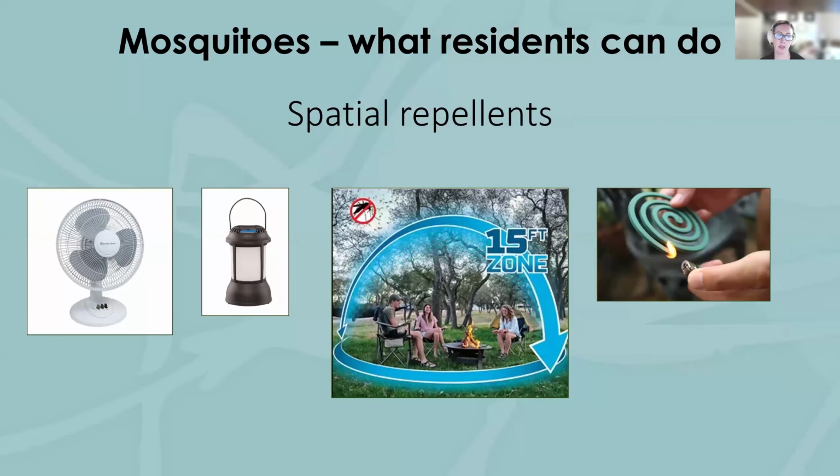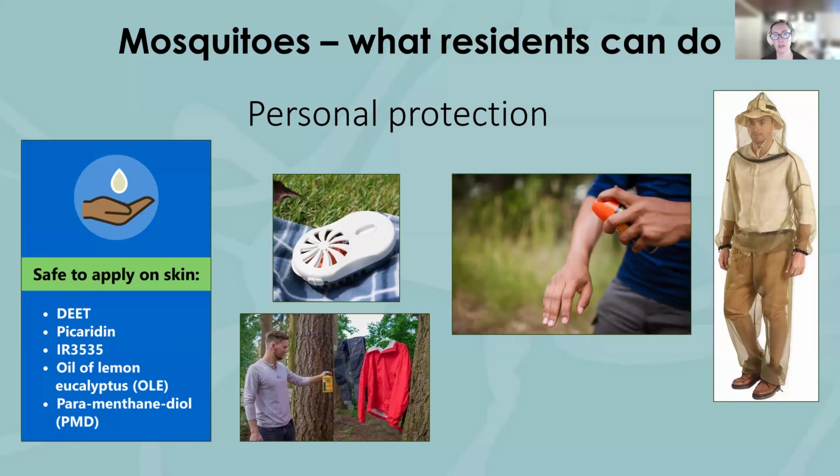Spatial repellents are readily available to buy, and some of them are disguised to look like lanterns, and they claim to repel mosquitoes from a small area. A lot of these products are effective, but they require people to stay near them and can provide a false sense of security. The most important thing, in my opinion, that people can do to protect themselves is personal protection with things like mosquito repellent spray. There are a variety of kinds of mosquito repellent spray that are very effective, including DEET, which most people have heard of, as well as other active ingredients that you may not be familiar with.